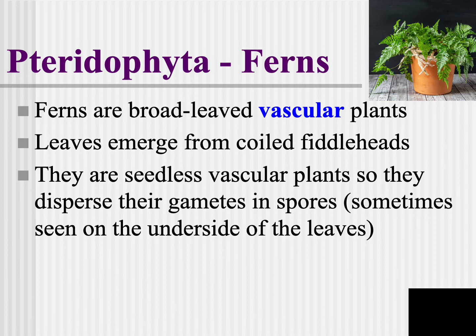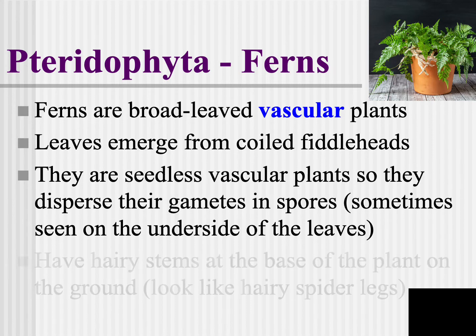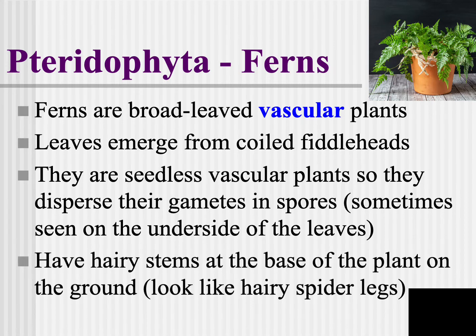These are seedless vascular plants. So the way in which they disperse their gametes is in spores. And sometimes, depending on the time of year and also depending on how windy it is or how much it's rained, sometimes you can see patches of those spores on the undersides of the leaves. One of the other things to look for that will give you a clue that something is a fern is that they have hairy stems at the base of the plant. So near the ground, it'll look like they have hairy spider legs coming out.